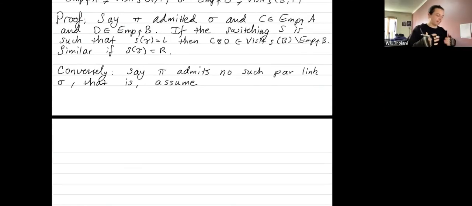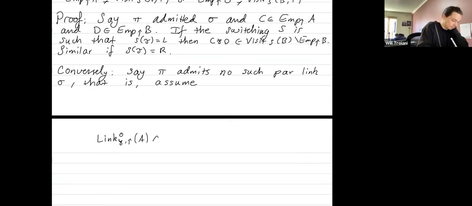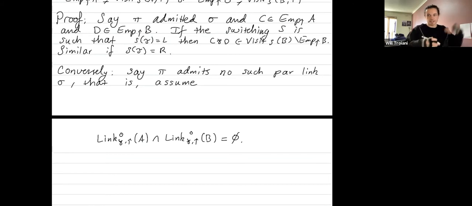So the core observation in this direction is that there's a rephrasing of the absence of this par link, which will then allow us to satisfy the conditions of the previous lemma that gives us an S that realizes the empires. So if there's no such par link, then what that means is these two sets have empty intersection. Right, because it's not the case that there's a par link with one in one and one in the other.